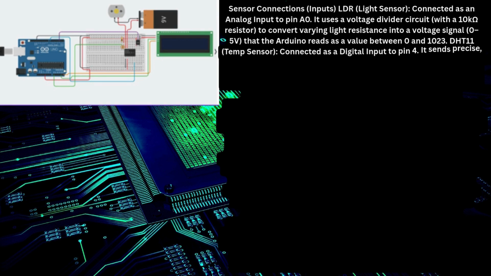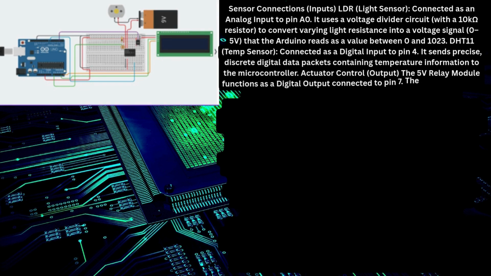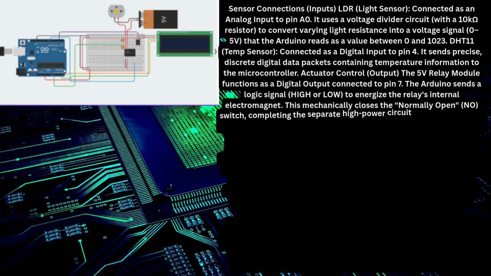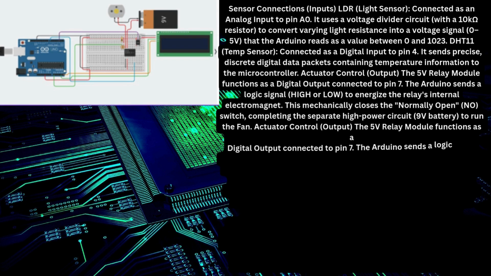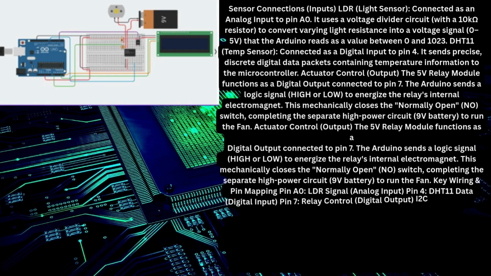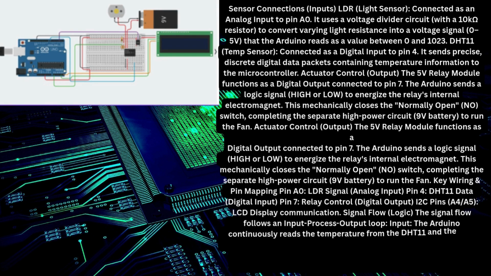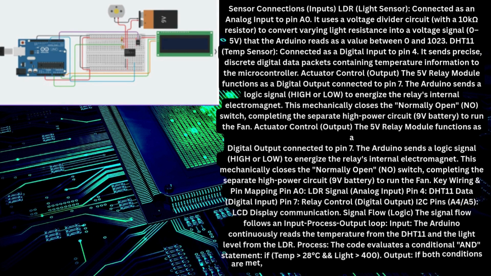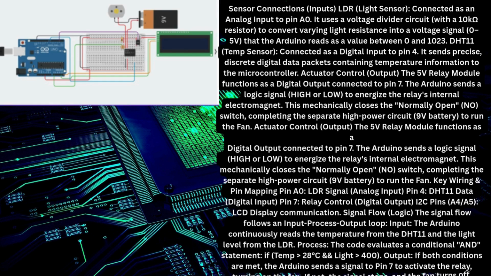Sensor connection. Inputs. The LDR light sensor is connected as an analog input to pin A0. It uses a voltage divider circuit with a 10K resistor to convert varying light resistance into a voltage signal, 0 to 5 volts, that the Arduino reads as a value between 0 and 1023.